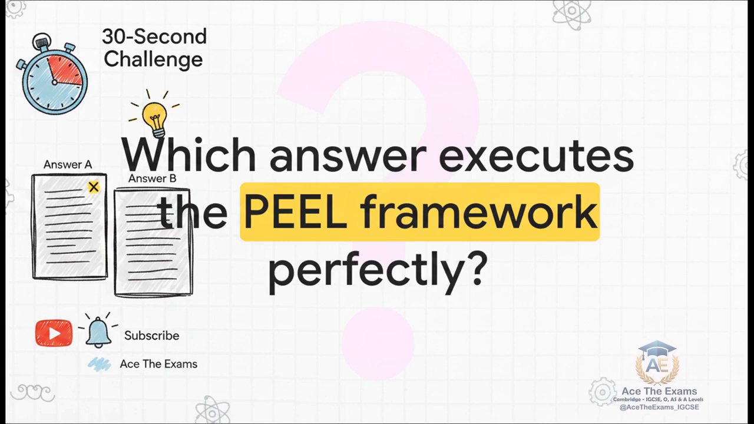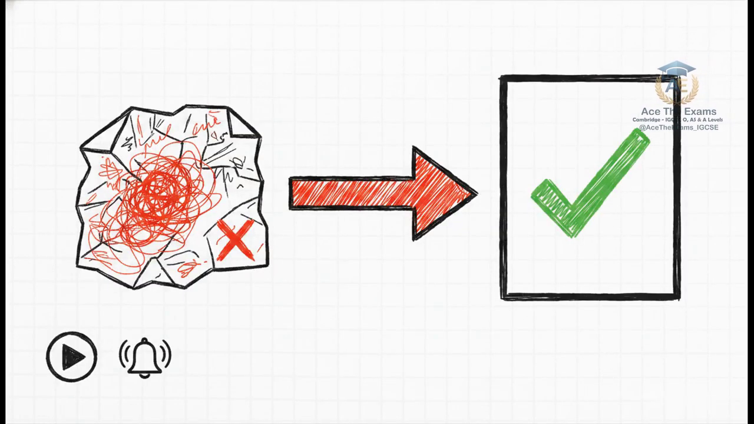All right, it is time for a 30-second challenge. Look at the two answers in front of you and mentally decide which one perfectly executes that PEEL framework we just broke down. I'm going to give you a few seconds to spot the flawless application. Time's up. If you picked the answer that explicitly stated the relationship, cited the formula as concrete evidence, explained the proportionality, and cleanly linked it back to the scenario, you nailed it. That right there is the success blueprint. It's all about transforming chaotic, panicked data dumps into highly structured, green checkmark-worthy responses.